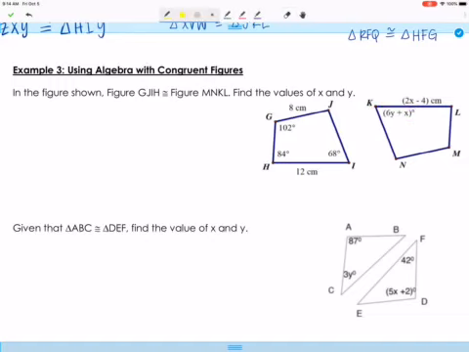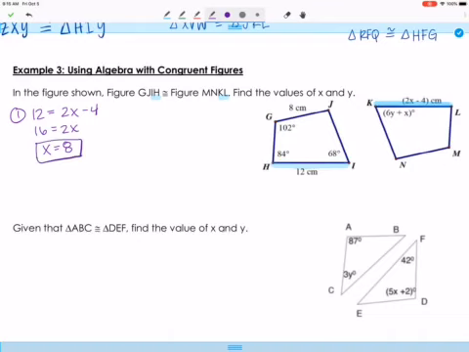So the easiest thing to do would be to figure out what I could compare this to. Based on your congruency statement, I know that side KL should be the same as IH. So that side length should be the same as 12. So my first step would be to compare those. So if 2x minus 4 is equal to 12, solve that out, and we get that x is equal to 8.